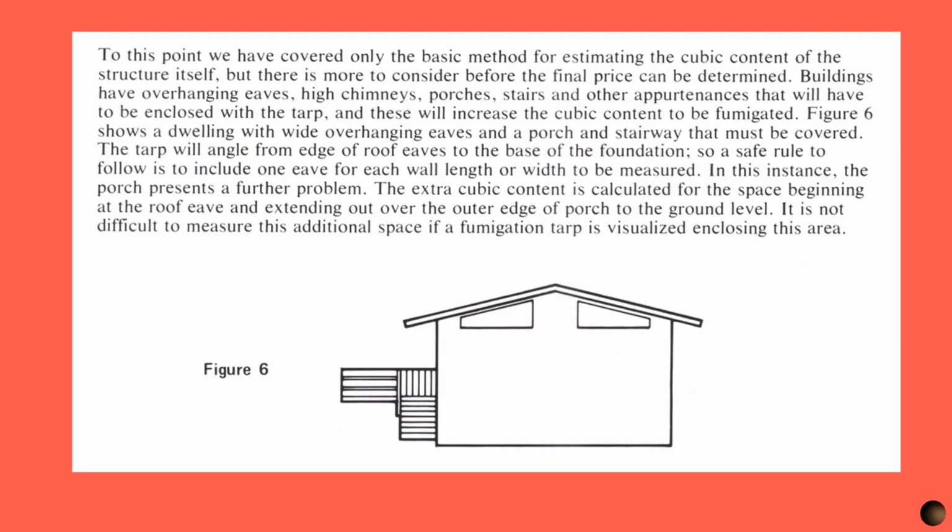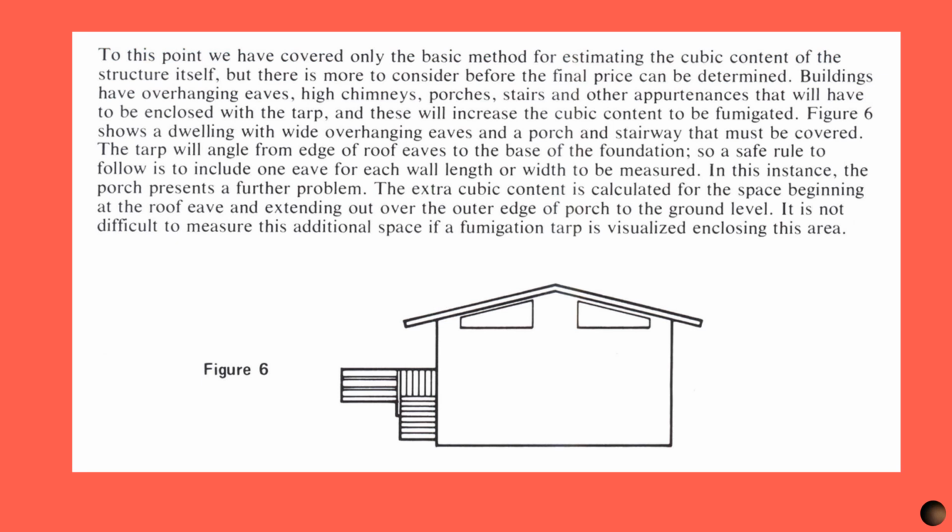To this point, we have covered only the basic method for estimating the cubic content of the structure itself, but there is more to consider before the final price can be determined. Buildings have overhanging eaves, high chimneys, porches, stairs, and other appurtenances that will have to be enclosed with a tarp, and these will increase the cubic content to be fumigated.